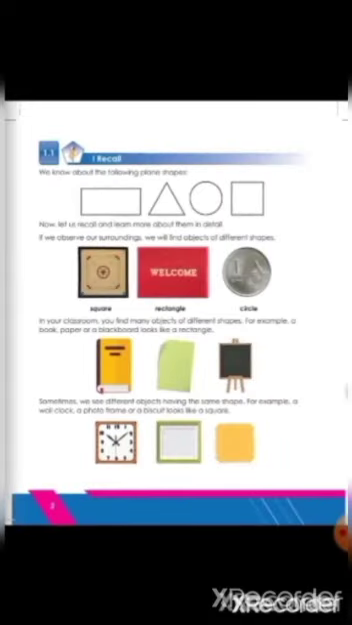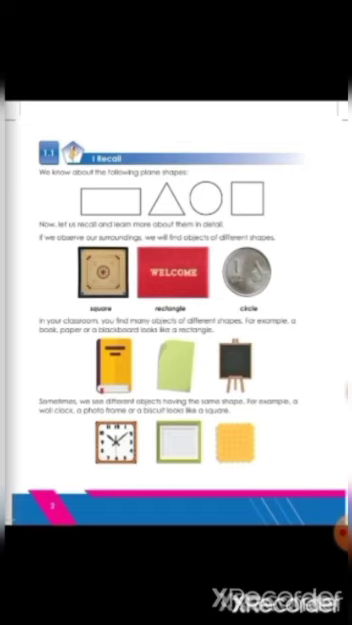We know that the following figures are plane shapes. These figures are rectangle, triangle, circle, square. If we observe our surroundings, the shape of the following objects like carom board is square. Welcome mat, rectangle. 1 rupee coin is circle.